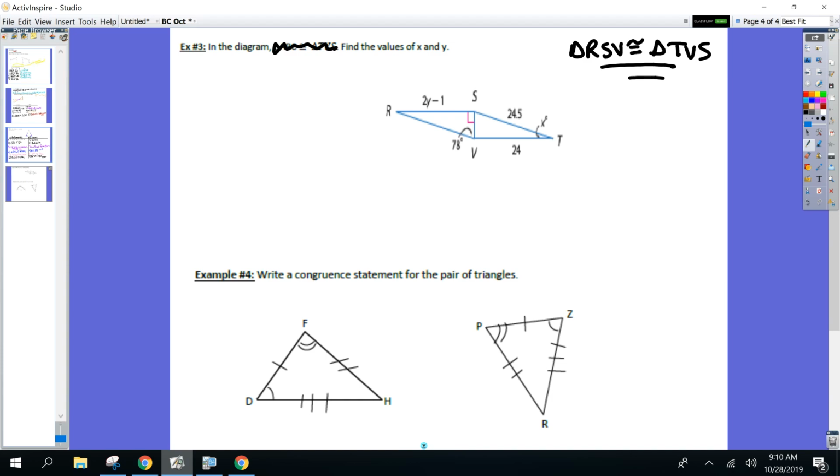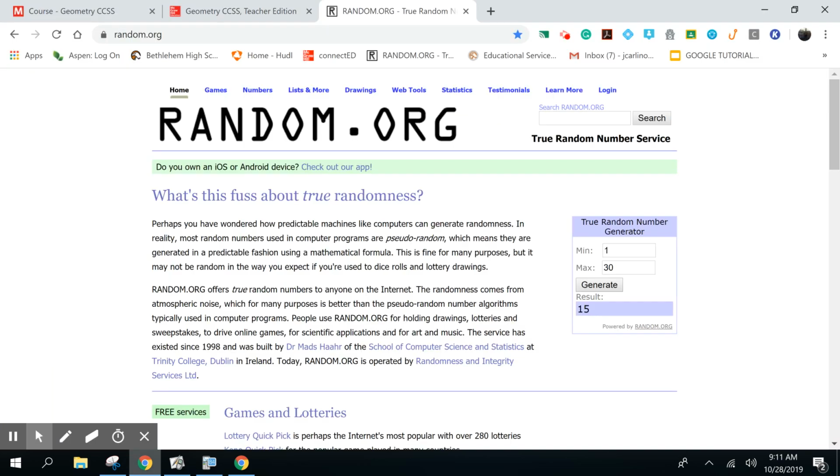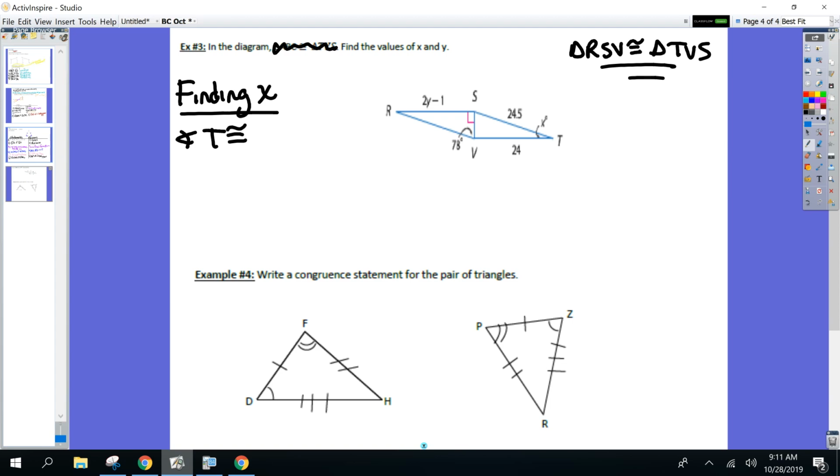15, your call first. You want to find X or Y? X. All right, here we go. So finding X first. X is an angle measurement at T, so I'd really like to find out what T corresponds with in the other triangle. So what does angle T correspond with in that other triangle? T and what other angle correspond? R, whether you turn that or make sure they match up, T and R.